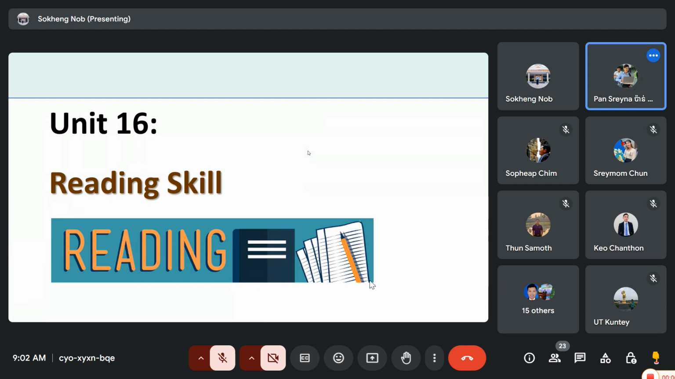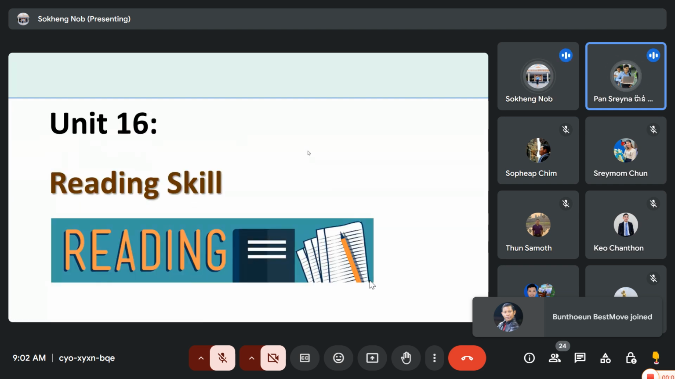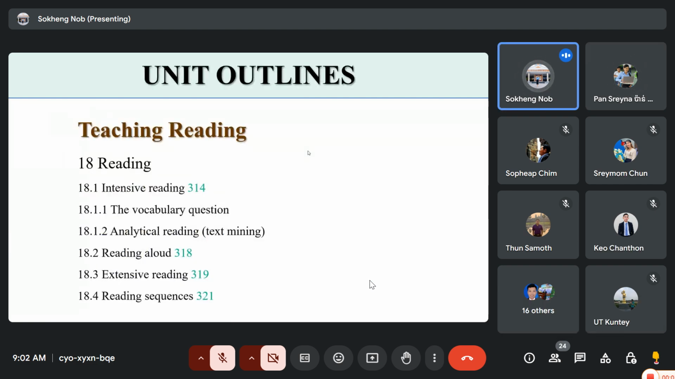Friends, just in case you would like to go through the book, please go to unit 18, and you will see the reading skill. This is my unit outline. Teaching reading covers the reading part, intensive reading, vocabulary, analytical reading, reading aloud, extensive reading, and the last part is reading sequences.